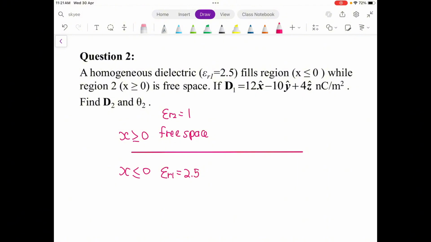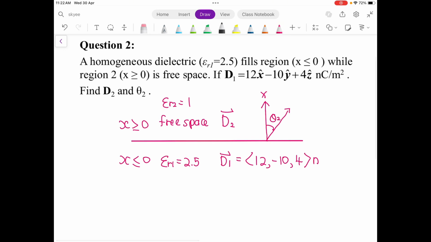So for medium 1, the electric flux density given is 12x, negative 10y, and 4z, in nanocoulombs. And you have to find D2, the electric flux density in medium 2, and also the angle it makes with the x-axis. So this is theta 2 you have to find.